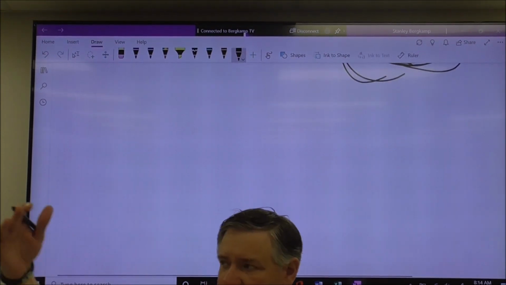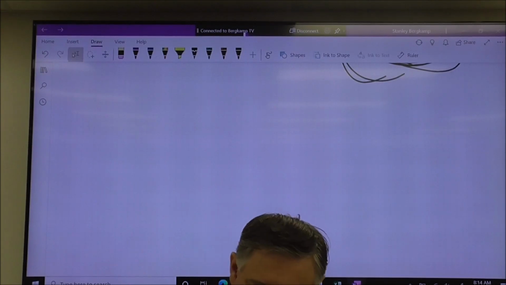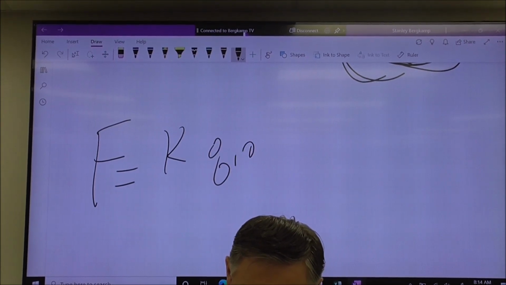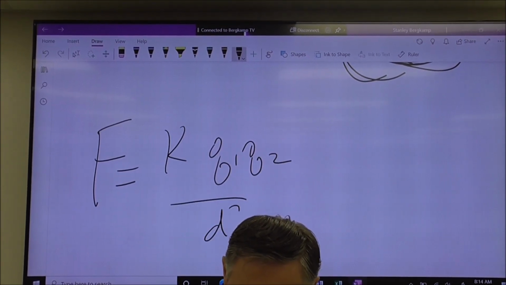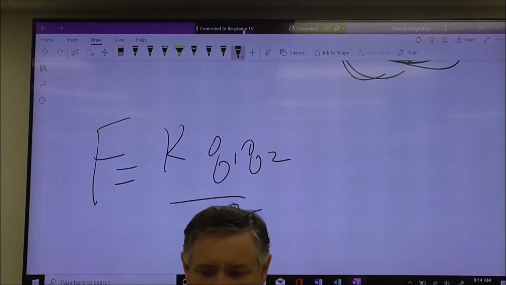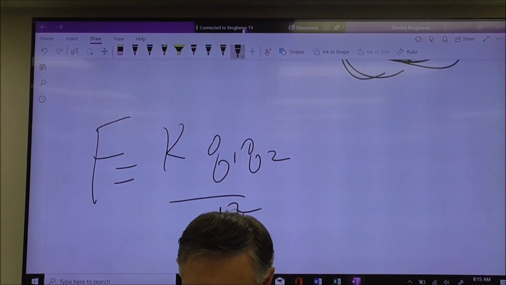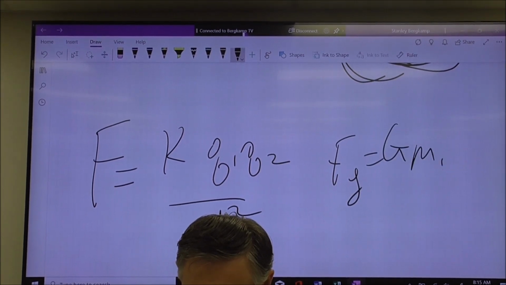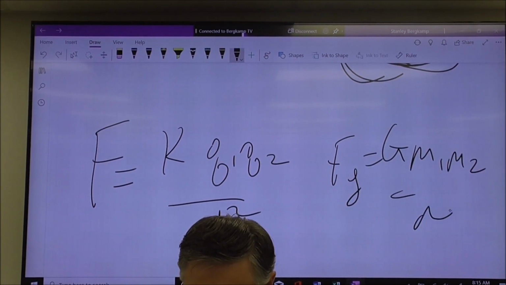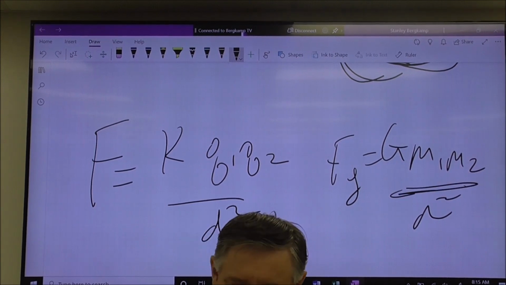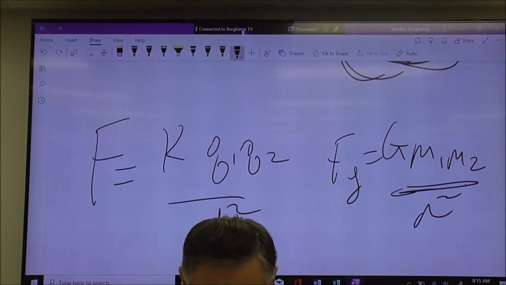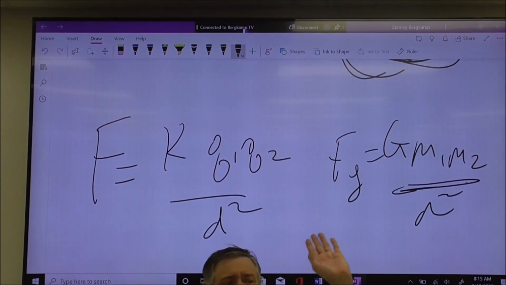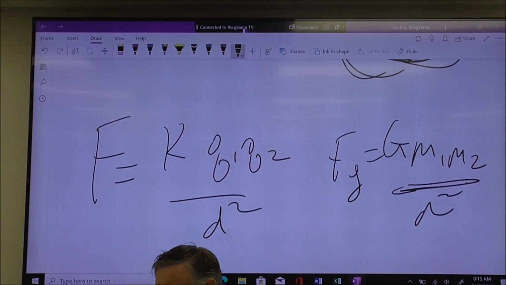Now, the second one is what we call the electromagnetic force. And that's F equals K Q1 Q2 over D squared. Now, if you compare that to the gravitational force, which is big G M1 M2 over D squared, notice that these are very similar, in the sense that this K is just a constant. Don't worry about it. It's just a number.